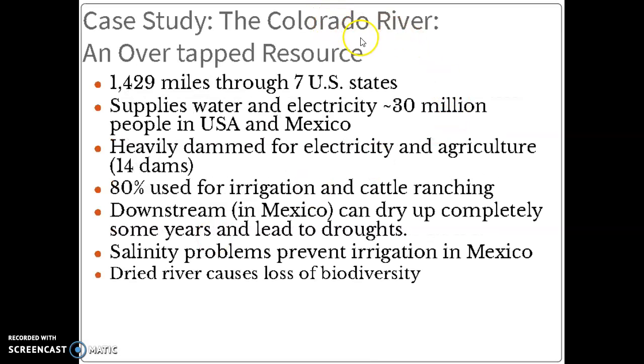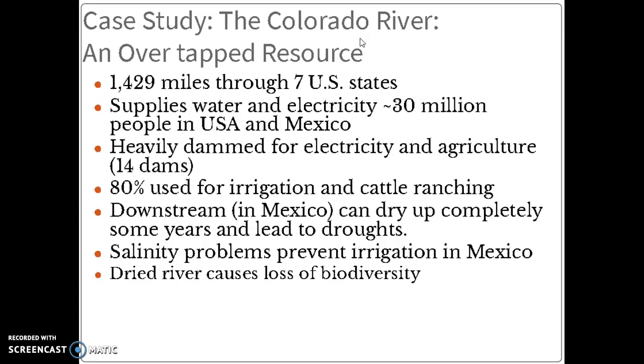So this is an example case study on the Colorado River. So it's an overtapped resource. It's 1,429 miles long, going through 7 United States. It supplies water and electricity to about 30 million people in the United States and Mexico. It's heavily dammed for the electricity and for agriculture. So it's got 14 dams on it. So it's basically one dam every 100 miles. 80% of it's used for irrigation and for cattle ranching.